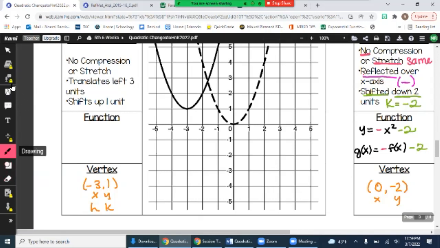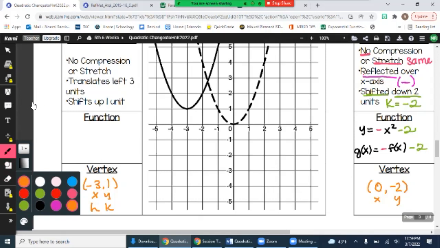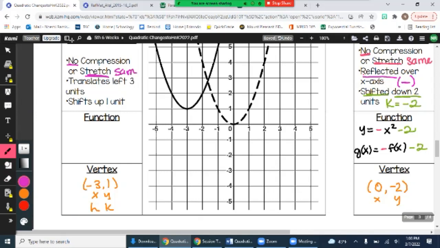Now, does it look like it got skinnier or fatter? No, it doesn't look like it. So we have to rely on the words. It does say no stretch. So did anything happen to a? No. Nope, same a.